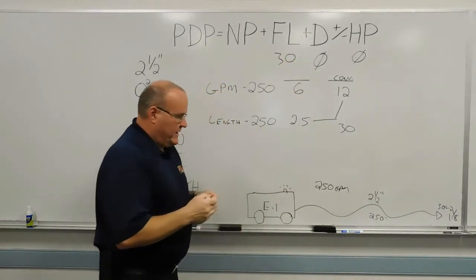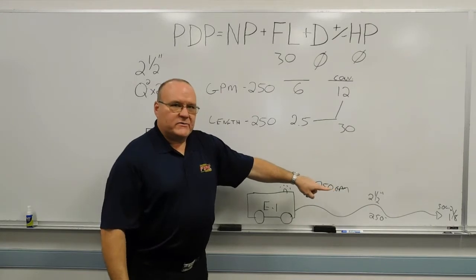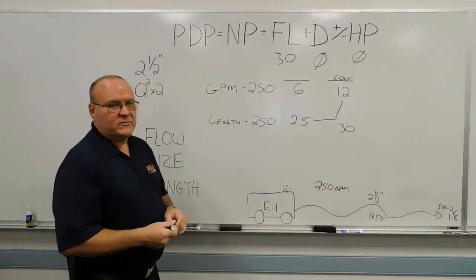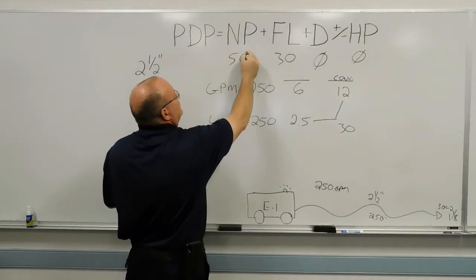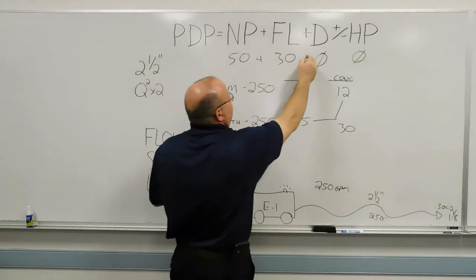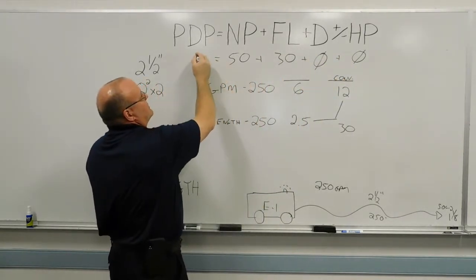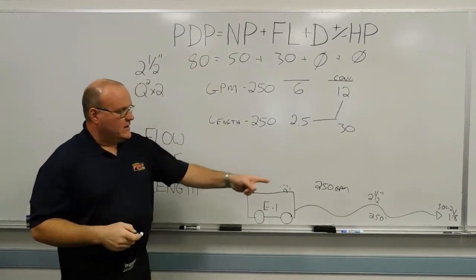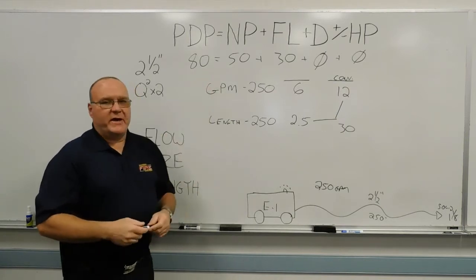And then we'll account for the nozzle pressure. We know that that is a solid stream nozzle. So a solid stream handline nozzle designed to have 50 pounds of pressure. So we'll put that up here under nozzle pressure. Now that we've accounted for all the elements, we'll go ahead and add them all up. And our pump discharge pressure on the 2.5-inch attack line with the solid stream nozzle flowing 250 gallons a minute is going to be 80 pounds.